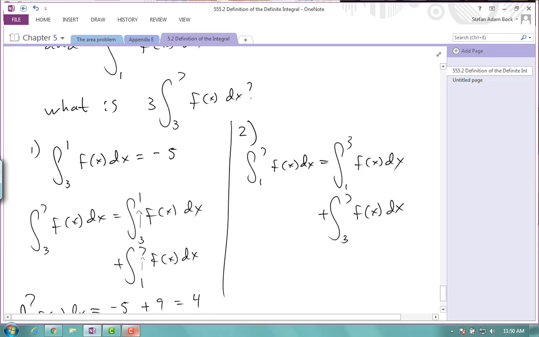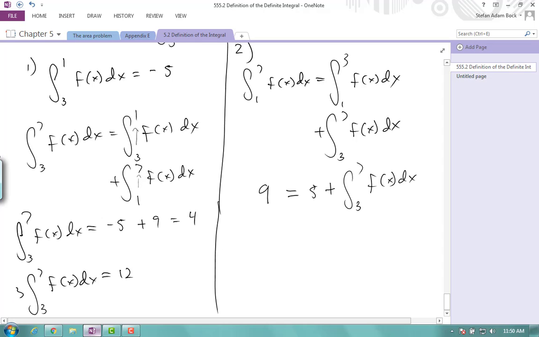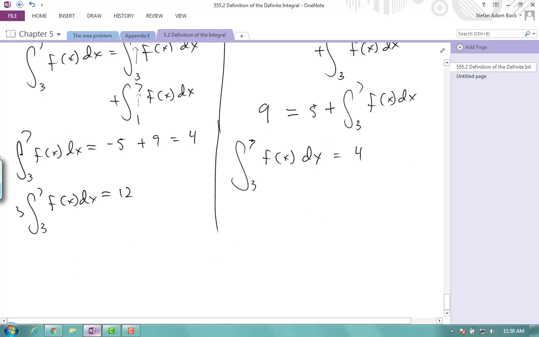But I know that the integral from 1 to 7 is equal to 9, and I know the integral from 1 to 3 is equal to 5, but what's missing is the integral from 3 to 7. So I'll just solve for this integral in this equation here. I'll get the integral from 3 to 7 of f of x dx is equal to 9 minus 5, which is 4. And then I achieve the same conclusion as I did over here, that 3 times this integral is going to be equal to 12.